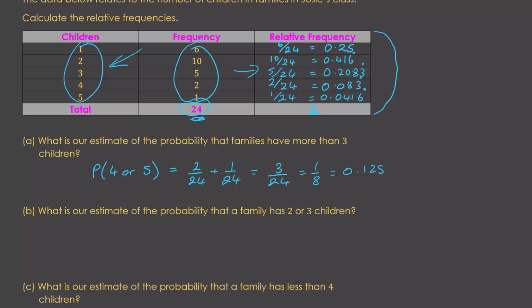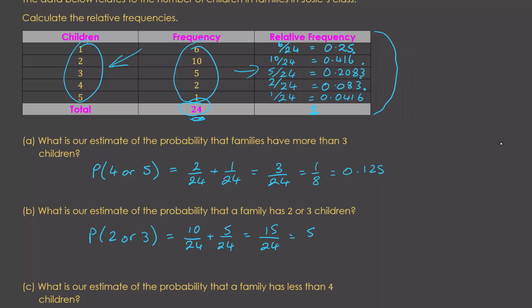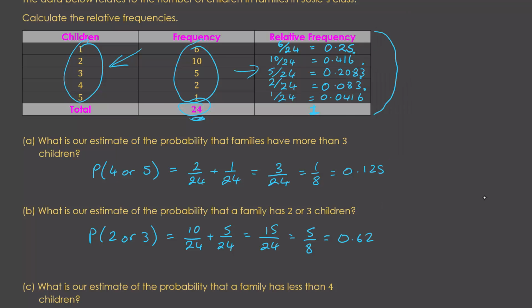So, what is our estimate of the probability a family has 2 or 3 children? So that's 2 or 3. That's going to be 10 over 24. Add 5 over 24, which is 15 over 24. Let's use the calculator to simplify this one. So we've got 15 out of 24, which is 5/8. And we can express that as a decimal on the calculator as well, just by hitting this button here. So it's 0.625.